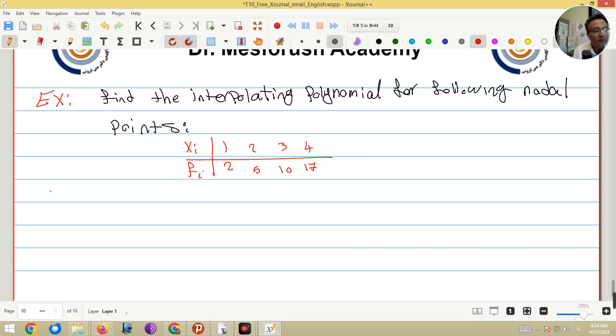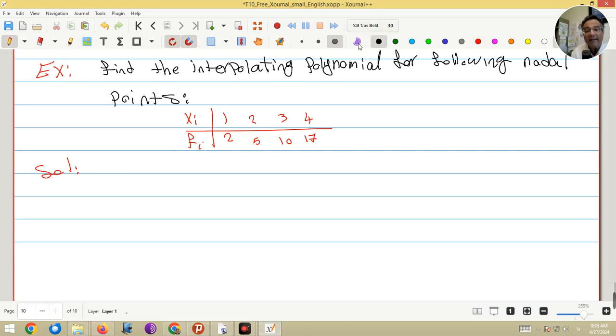Okay, for the solution, look at the nodal points xi. There is 1, 2, 3, 4. So they are equidistant. So I can use the new method that I told you.